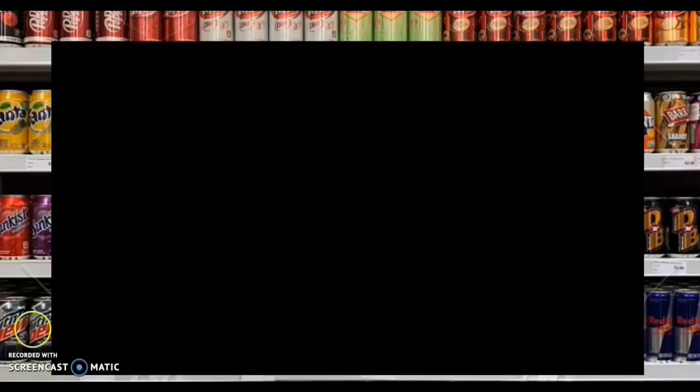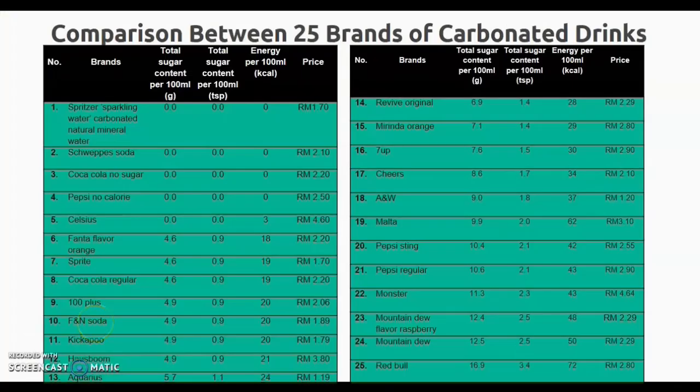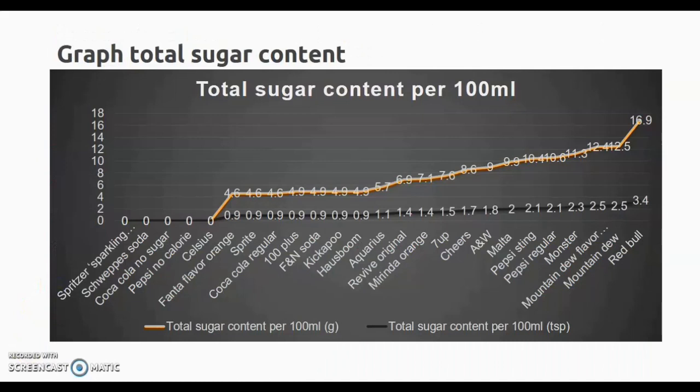From these products, what we have compared is total sugar content per 100 ml in gram and teaspoon, energy per 100 ml, and the price. We also ranked from the highest to the lowest based on total sugar content. This graph shows the highest total sugar content is the Red Bull brand with 16.9 gram of sugar and around 3.4 teaspoon of sugar.